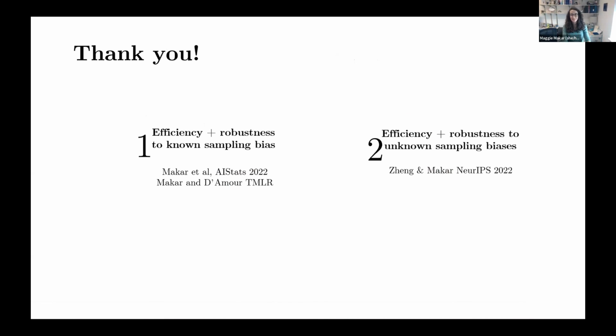Just to recap, we looked at how we can build invariances using ideas from causality when we know what the shortcuts are, and when we don't know what the shortcuts are, and some implications with respect to fairness. I am very happy to take questions.